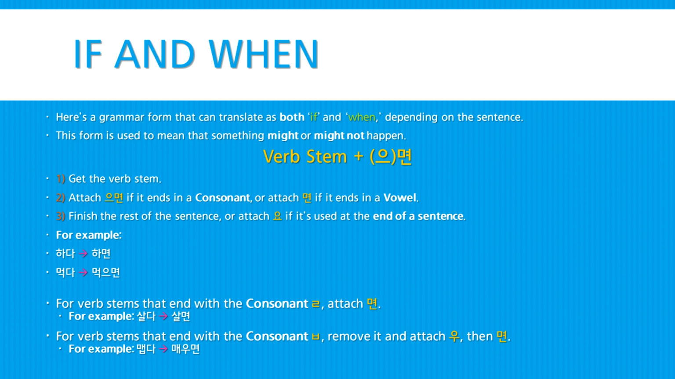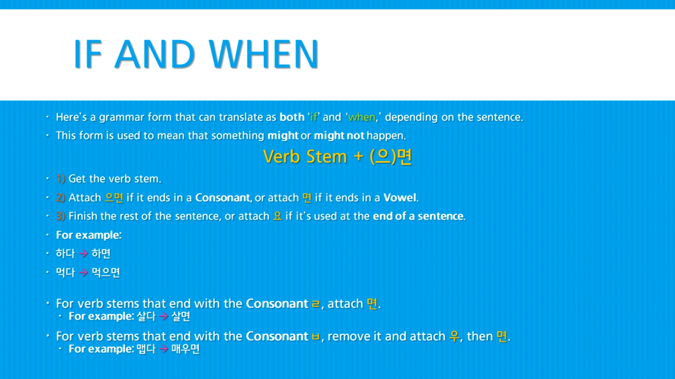First, get the verb stem. Then attach 으면 if it ends in a consonant, or attach 면 if it ends in a vowel. Then finish the rest of the sentence, or attach 요 if it's used at the end of a sentence. For example, 하다 would become 하면, and 먹다 would become 먹으면.